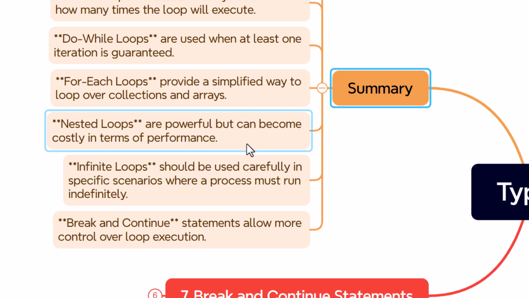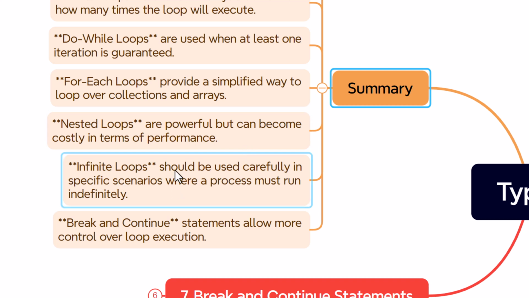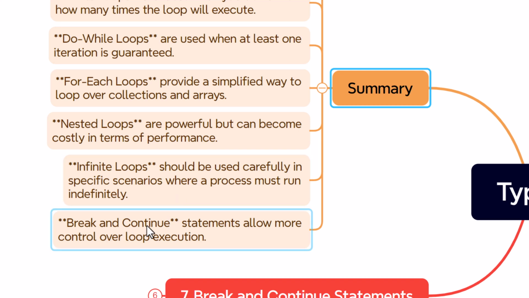So the time complexity can be costly in the case of nested loops. Nested loop means a while loop can be nested, a for loop can be nested, a do while loop can be nested. And infinite loops should be used very carefully, in specific scenarios where a process must run indefinitely. Also, you can use the break and continue statements to allow more control over the loop execution.